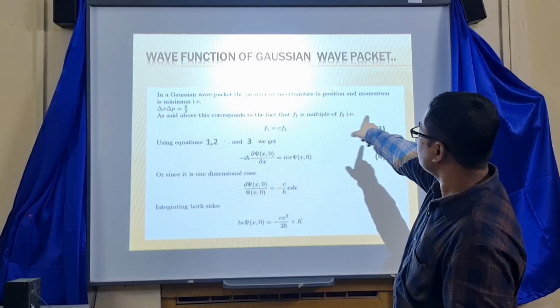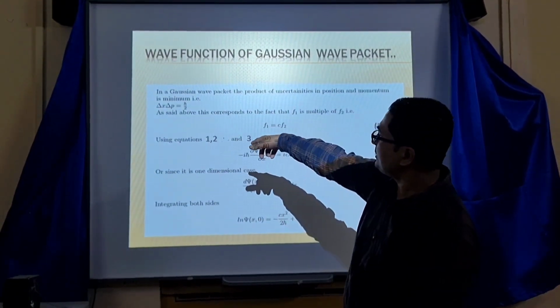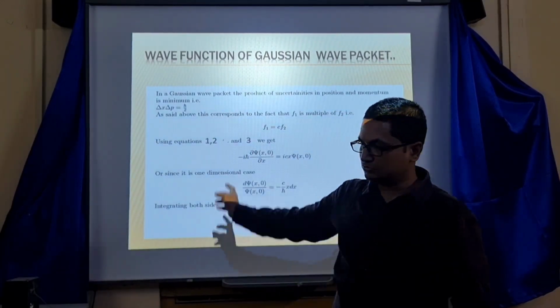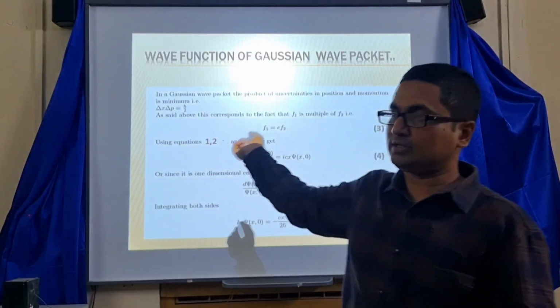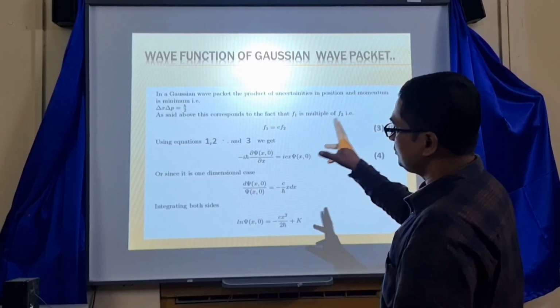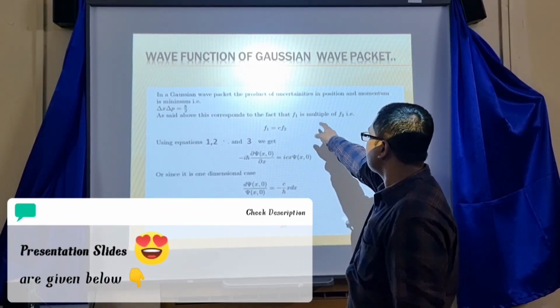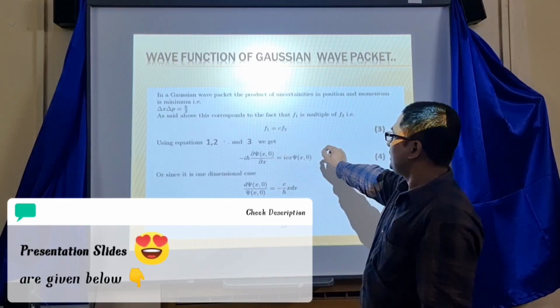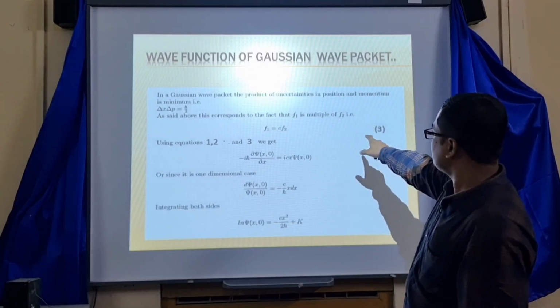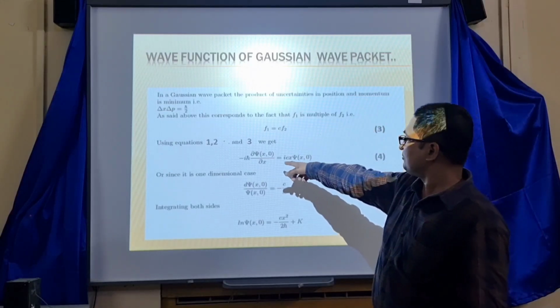The product of the uncertainties in position and momentum is minimum. What it says is that del x into del p is equal to h bar by 2. So this condition is what represents the Gaussian packet. Now when this condition is satisfied, del x into del p equal to h bar by 2, f1 becomes a multiple of f2. And since we have equations 1 and 2 already, with 3 we have these equations.